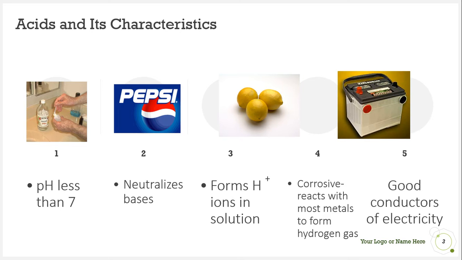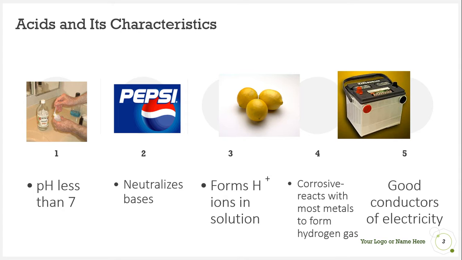Acids and their characteristics. Acids are mainly compounds that have high concentrations of hydrogen ions, and their pH is less than 7. In the pH scale, 7 is a special number because it's in the middle. For example, pure water has a pH of 7, and pure water is not acid and not base. So it's in the middle, it's neutral.